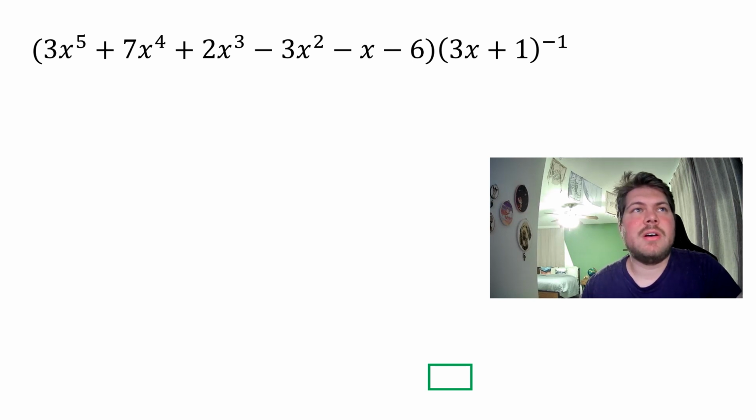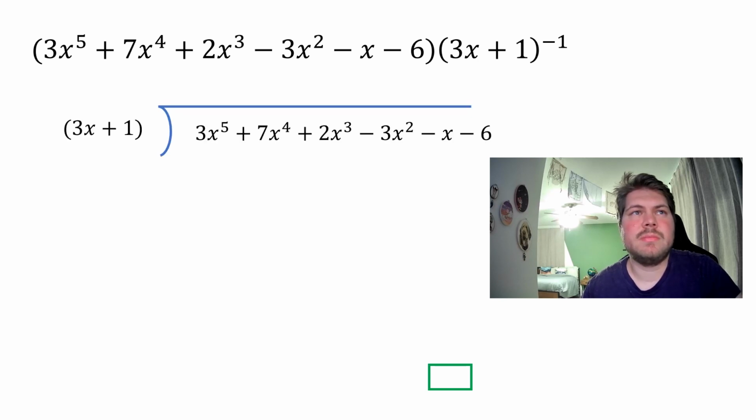All right, so same idea here. You could do synthetic, but you'd have a fraction, so I just thought it'd be easier to do long division. We have to think, how many times does 3x go into 3x to the 5th? Well, we have 3's, so that's perfect. We just need 4 more x's, so x to the 4th.